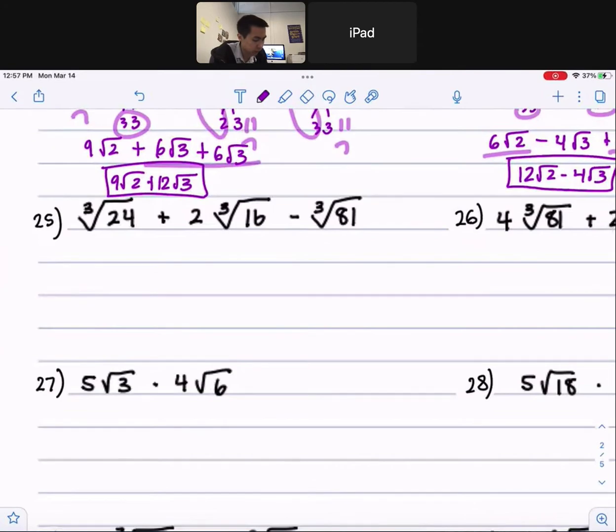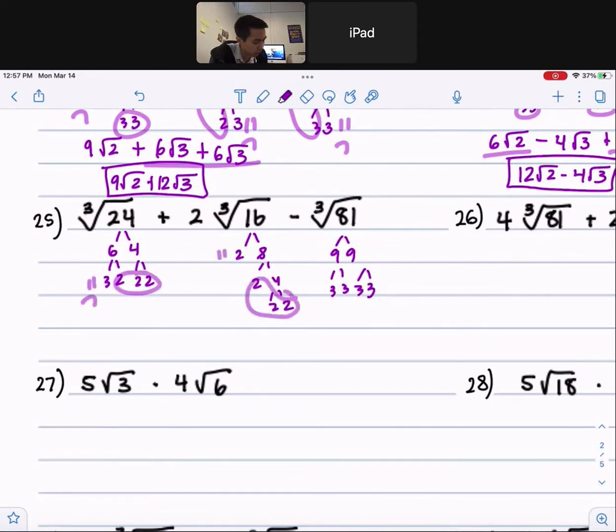25. So 6 times 4, 3 times 2, 2 times 2, 2 times 8, 2 times 4, 2 times 2, 9 times 9, 3 times 3, 3 times 3. So find groups of 3, right? And any groups of 3 that we find, we might have some leftovers, right? So all groups of 3's, but then we got these leftovers.